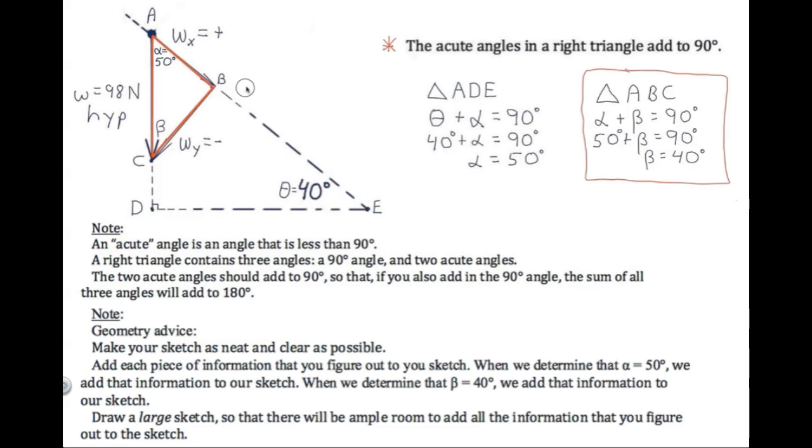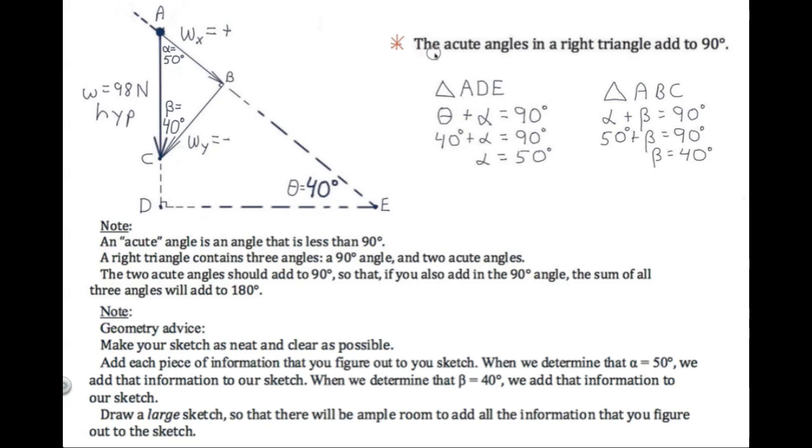Now let's shift our attention to this small right triangle, which I've highlighted in color, right triangle ABC. The acute angles in this small right triangle are alpha and beta. Based on this rule, we know that alpha plus beta is 90 degrees. We've figured out that alpha is 50 degrees, so now we can figure out that beta is 40 degrees, and we should build that new information into our sketch. You should memorize this helpful geometry fact. The acute angles in a right triangle add to 90 degrees.